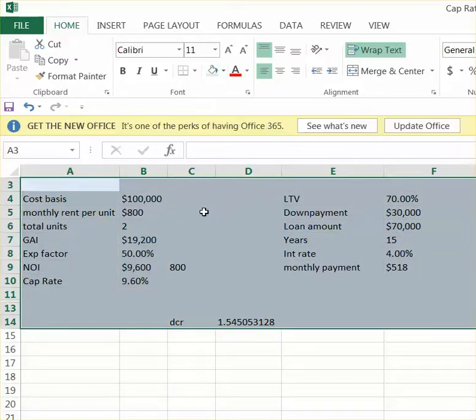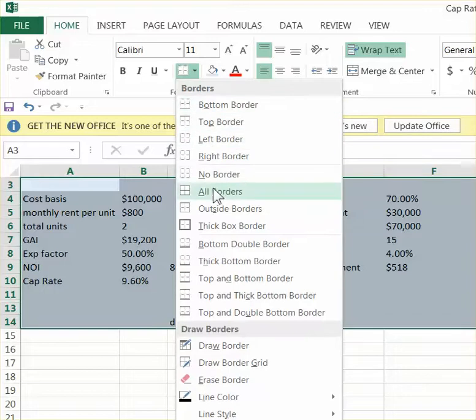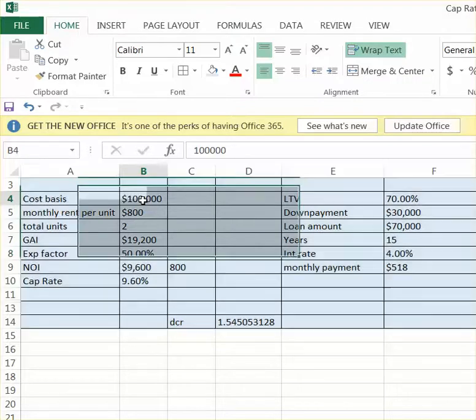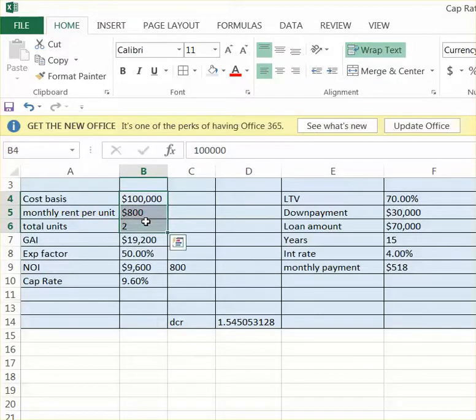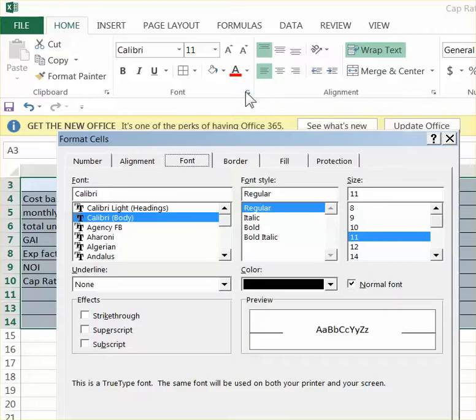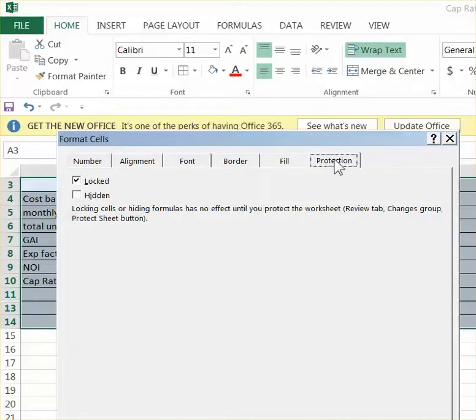I figure, okay, fine. So I paint everything blue, put in some borders, and it looks a little bit better. And then I tell whoever's using it, the stuff that is not blue, you can mess with. So I turn that white. Now at this point, I haven't actually done anything. So I select all of those cells. I go into font. See how I picked the font there? Go over to protection and I turn on locked. It kind of automatically decided that everything needs to be locked.